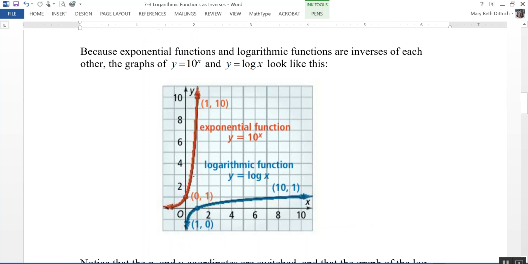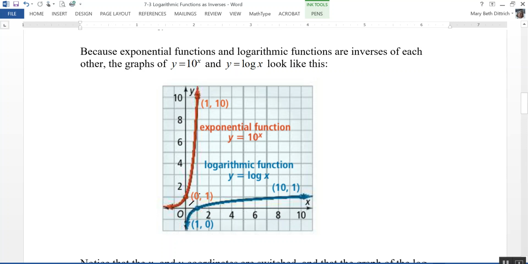And here's a diagram from your textbook. The red one here is one you should be familiar with. This is y equals 10 to the x. And so when x is 0, y is 1. When x is 1, y is 10. When x is 2, y is 100, and we're not going to fit that on this graph. The logarithmic function just takes each of those points and switches the x and y. So instead of 0, 1, I have 1, 0. Instead of 1, 10, I have 10, 1.